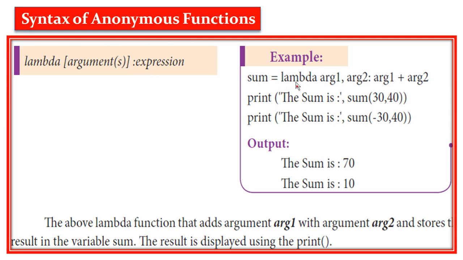We are using lambda followed by the argument list. Here there are 2 arguments given: the first is arg1, the second is arg2, followed by a colon, then the expression. Here the expression is arg1 plus arg2. So this function is called a lambda function.